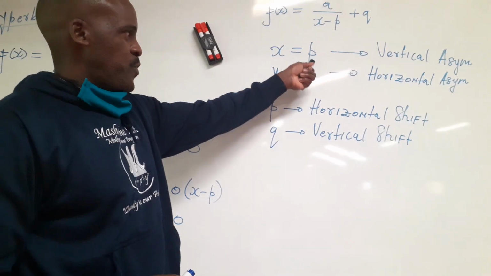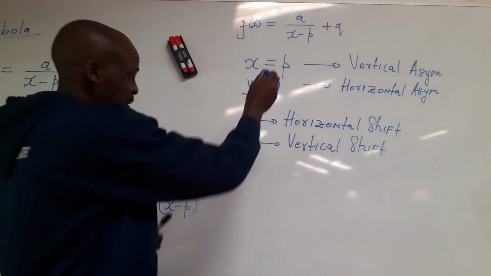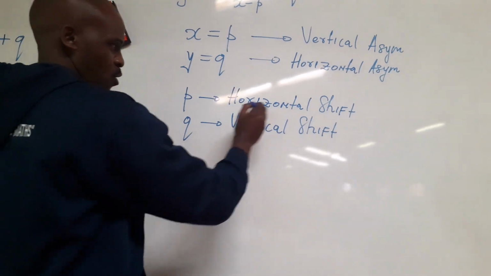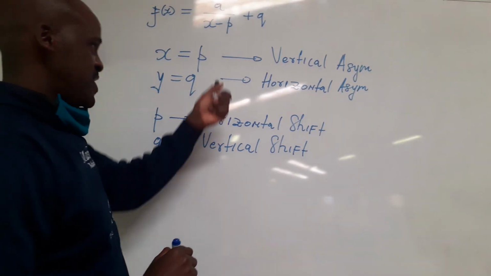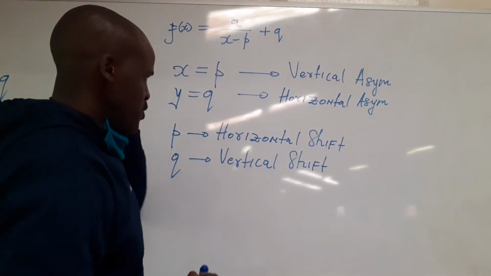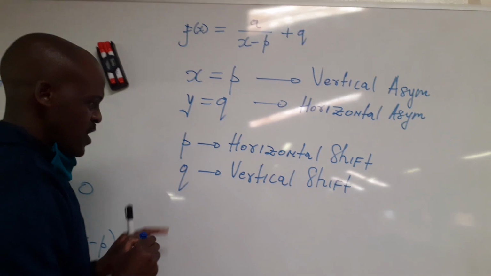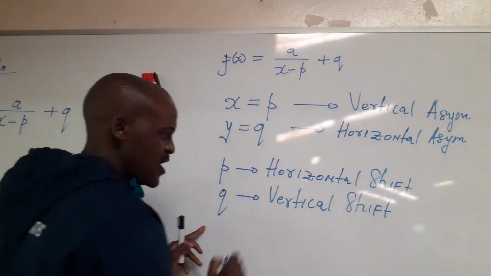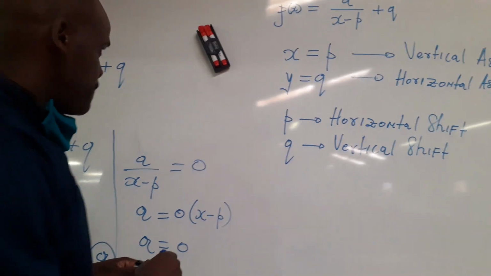X is equal to P is a vertical asymptote. But P is a horizontal shift. We are shifting horizontally, but it's a vertical asymptote. This is a horizontal asymptote, which is our vertical shift. Q represents our vertical shift.